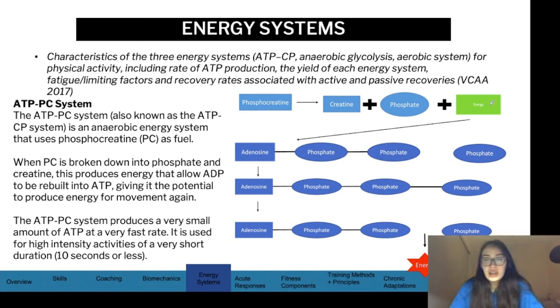This energy which is released can build up ADP into ATP, so you end up with ATP. And then you can snap this bond again and release that energy. We can use that ATP energy produced there to power a very high intensity, short duration exercise or activity. Okay, so about 10-15 seconds or less.